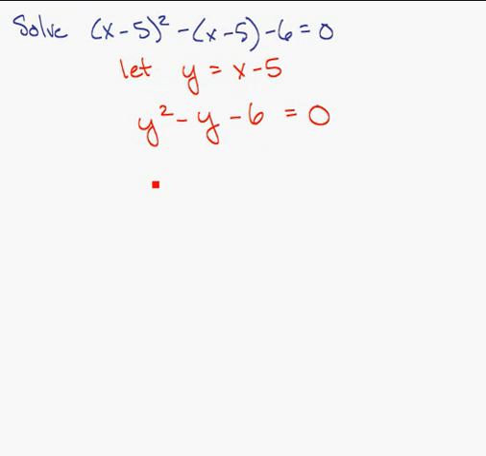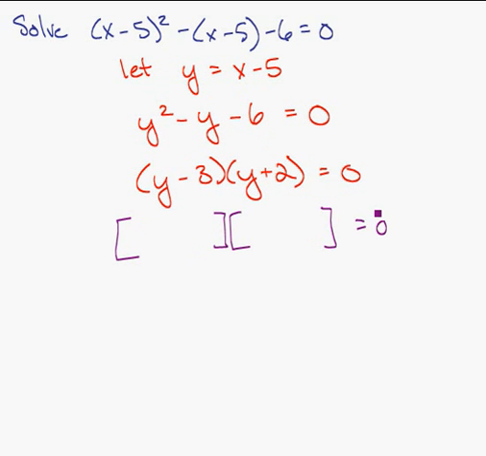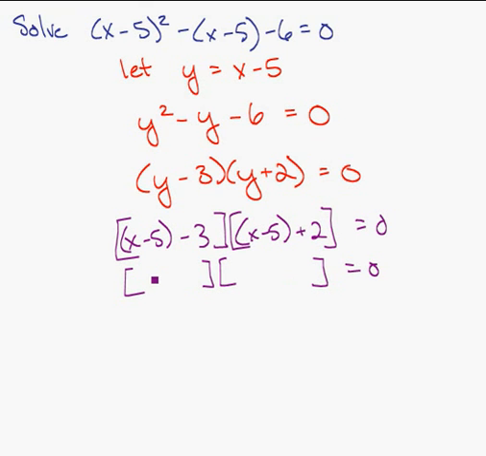So you would just defoil that, factor that out. And substitute the x minus 5 back in. So we're going to turn these parentheses into brackets just so it looks nicer. y is x minus 5, so I have x minus 5 in parentheses minus 3 and x minus 5 in parentheses plus 2. Get rid of the parentheses, combine like terms. x minus 5 minus 3 is x minus 8. x minus 5 plus 2 is x minus 3.